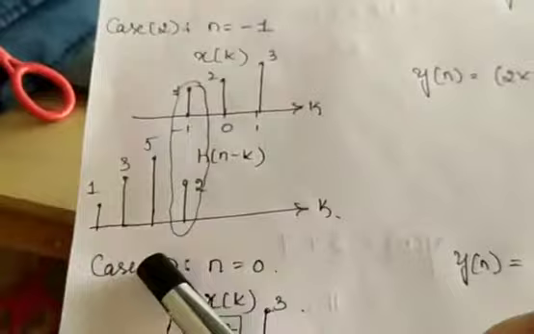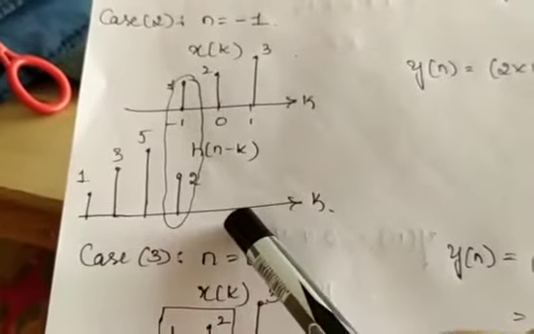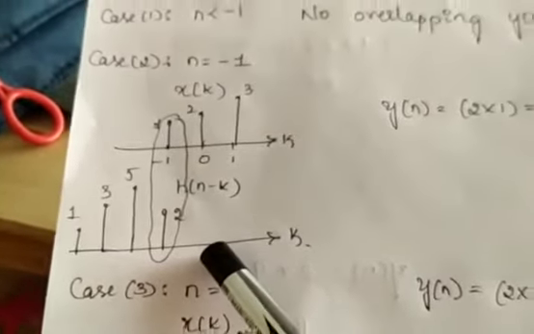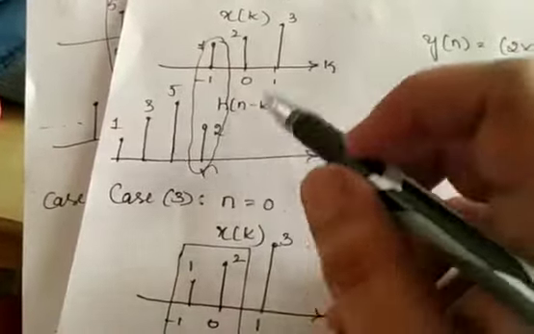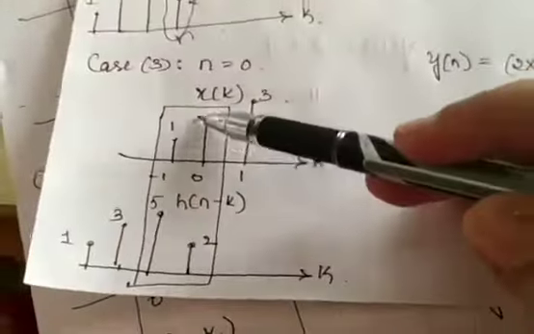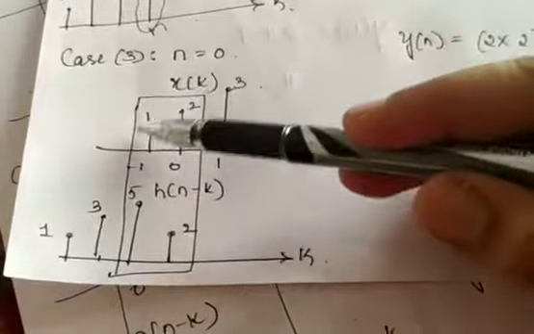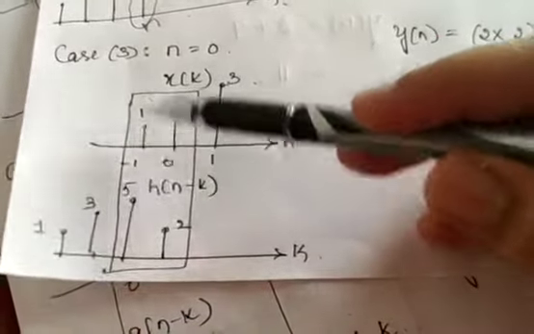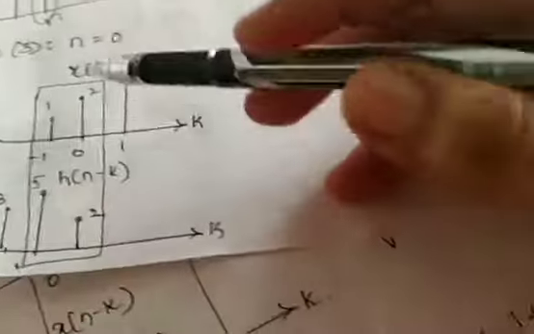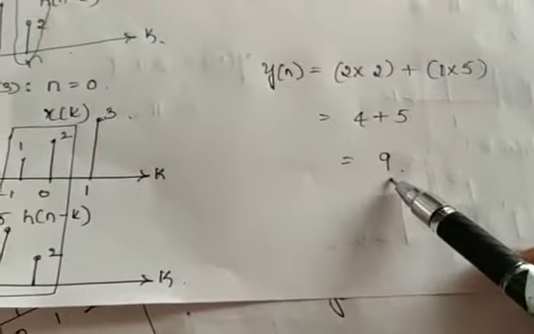Next, move it to the right by one more position, that is n is equal to 0. First, n is the beginning, no? So n is equal to minus 1. Next, n is equal to 0. When n is 0, two samples get overlapped, right? So multiply the respective amplitudes and add the products. So 5 into 1, 2 into 2. That is 5 plus 4, which is 9.